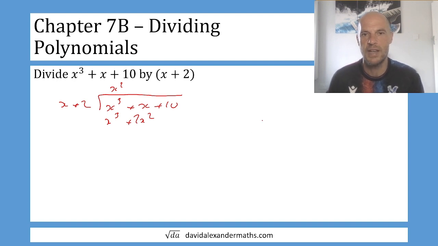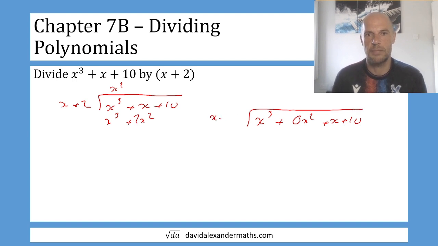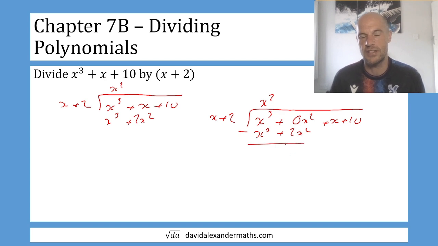So what we need to remember is that we need to write this as x cubed plus 0x squared plus x plus 10, so that we can now divide by x plus 2. x cubed divided by x is x squared. x squared times x is x cubed. x squared times 2 is 2x squared. So here I'm going to do a subtraction, and here the first time actually we're going to get a negative value, minus 2x squared. Bring down the plus x. Minus 2x squared divided by x is minus 2x. Minus 2x times x, minus 2x squared. Minus 2x times 2, negative 4x.